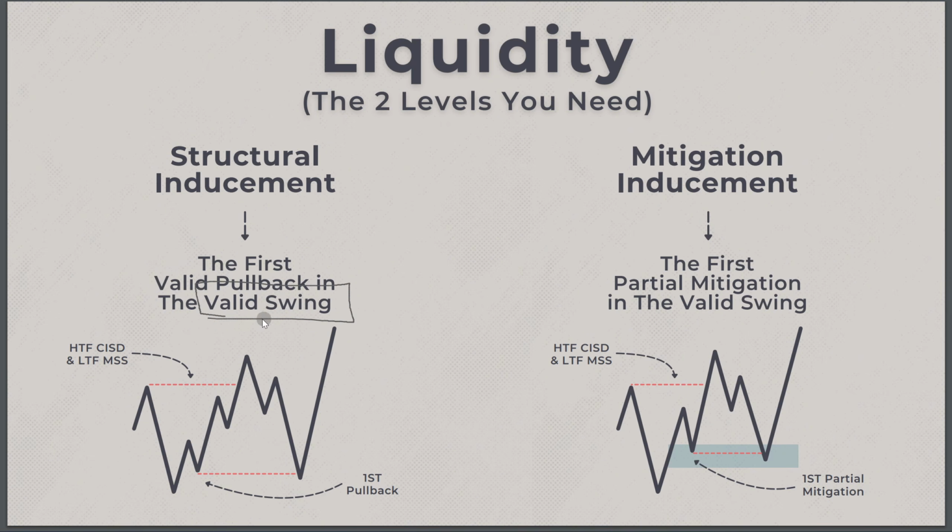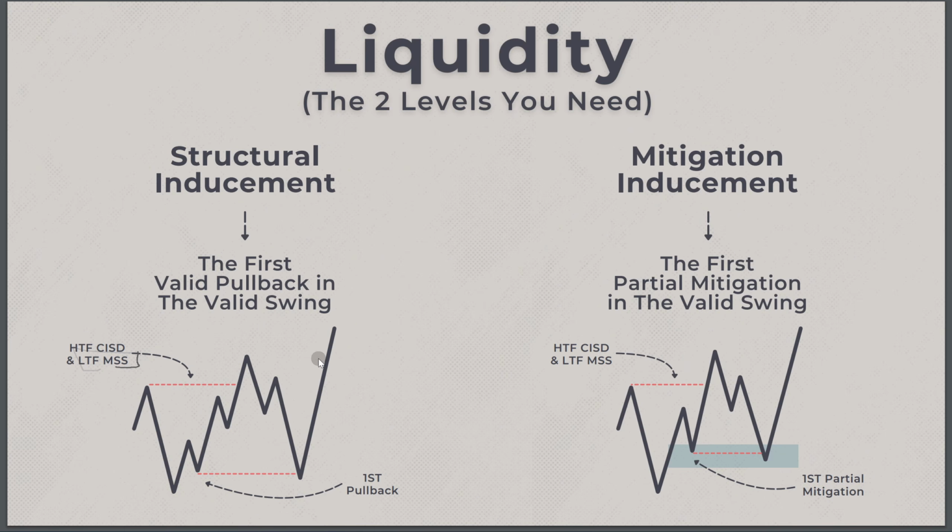Valid swing, that's the swing that was created when price was reaching that higher time frame POI, or when we had that CISD, or the swing that reacted off that POI again and caused a market structure shift or breakout of structure. That's the valid swing. So basically, we can see that we got, for example, a sweep, market structure shift. This swing here, or this range, is the valid swing.